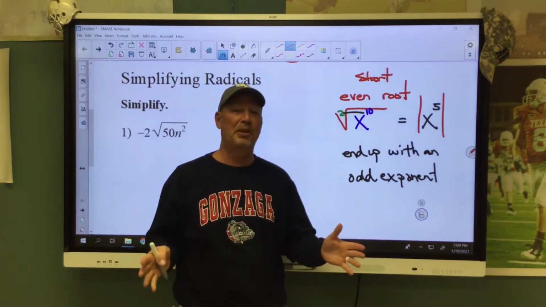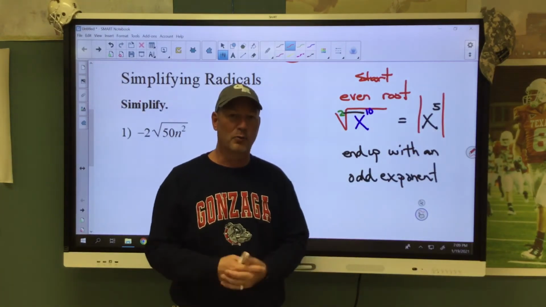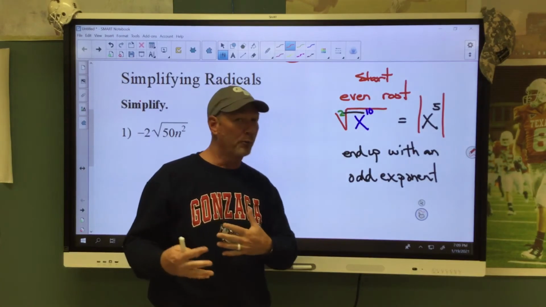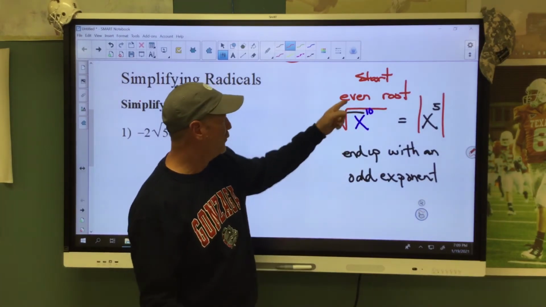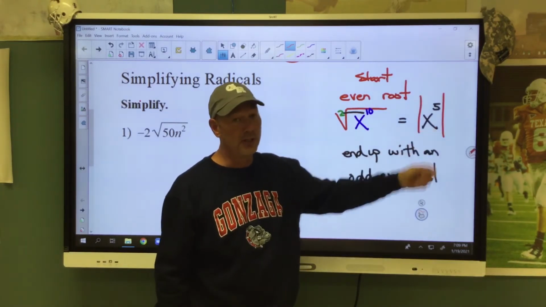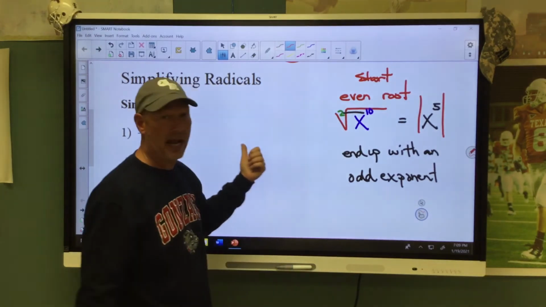Now, you're going to see some teachers that will never ever teach this. But if you want to learn it the correct way, when you take an even root, could be the 4th root or the 6th root, but if you start with an even root and you end up with an odd exponent, you need to write it inside absolute value. Okay? All right, so this is going to happen on number 1.